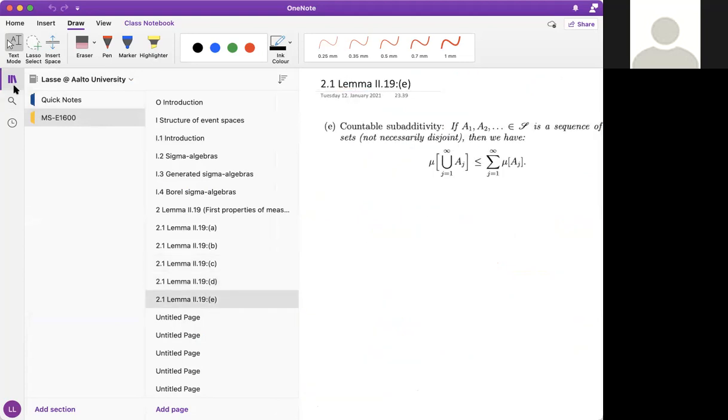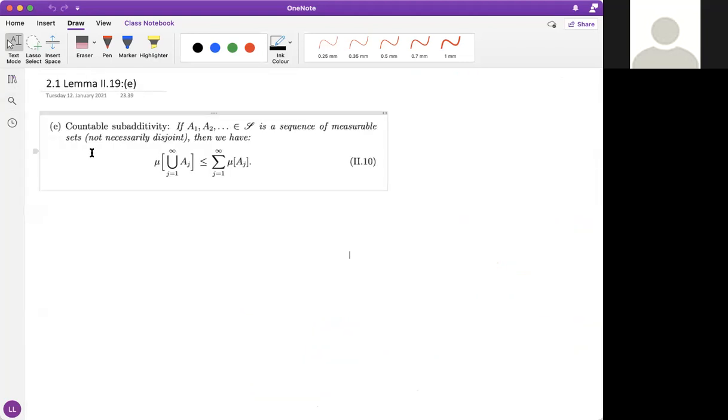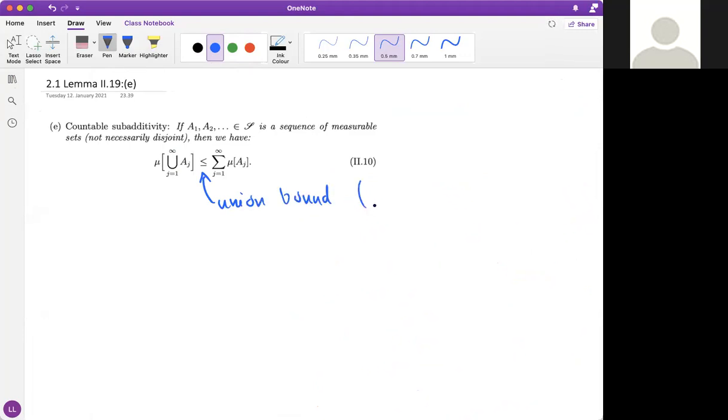So finally, there's part E, the final part. What is this claiming? It's claiming that this is actually a union bound again, but it's the infinite version of it. So we had a finite union bound. This is the infinite union bound. And let's say how to prove this.